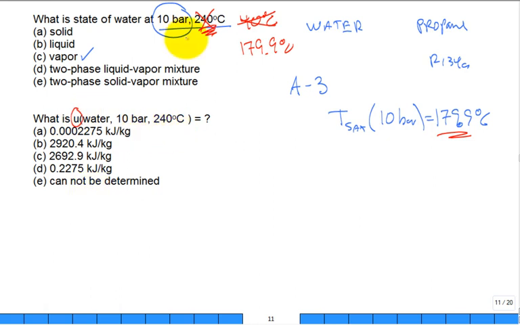All right, what is the internal energy, that's lowercase u, of water at 10 bar and 240 degrees C? Well, we already looked it up. We have to go to the superheated tables now, right? So if you flip to the superheated table, you find your 10 bar block. And at the 10 bar block, you go down to 240 degrees C, and you read off u. Anybody have a number for that? Just make sure you can do that.